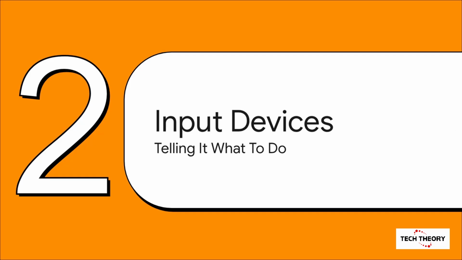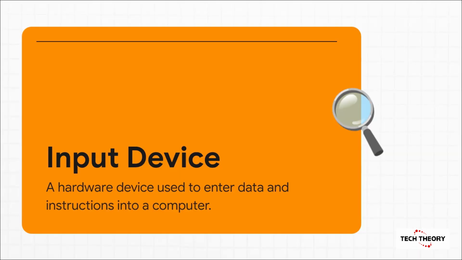Okay, let's zoom in on our side of the conversation first. How do we actually tell the computer what we want? Well, we use a whole bunch of different tools, and we call these input devices. So what is an input device? It's really simple. It's any piece of hardware, something you can physically touch, that lets you send your data, your instructions, into the computer. It's basically your microphone in this digital conversation.